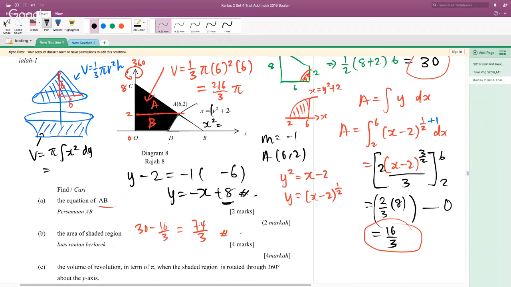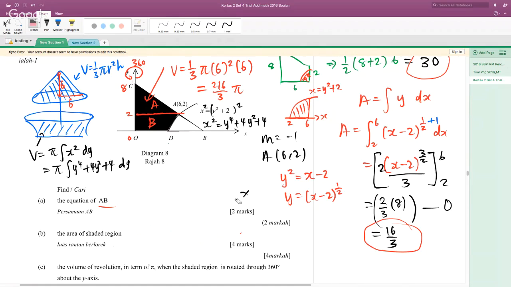If I square here, I will get y to the power 4 plus 4y squared plus 4. I expand it, okay? So I will integrate y to the power 4 plus 4y squared plus 4, dy. I will need some space for this one, definitely. I know the range is from 0 to 2. 0 is good news because when you substitute it in, everything will become 0. So I will just start to integrate.